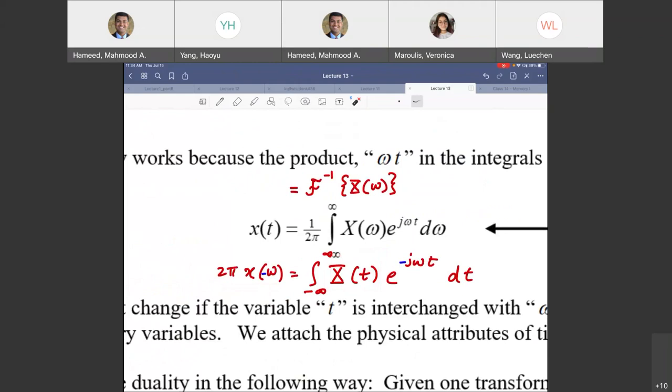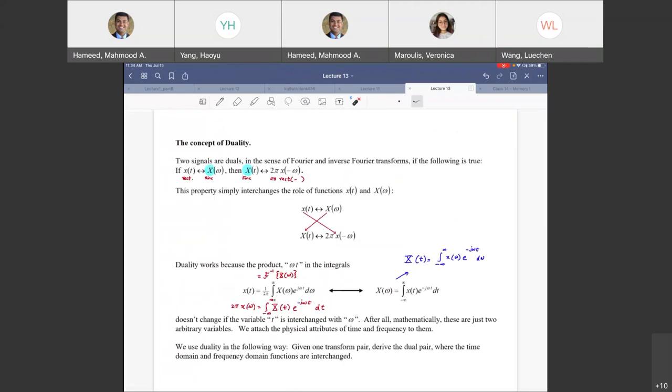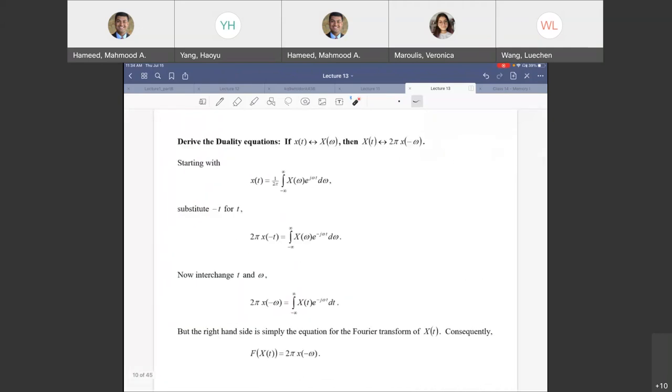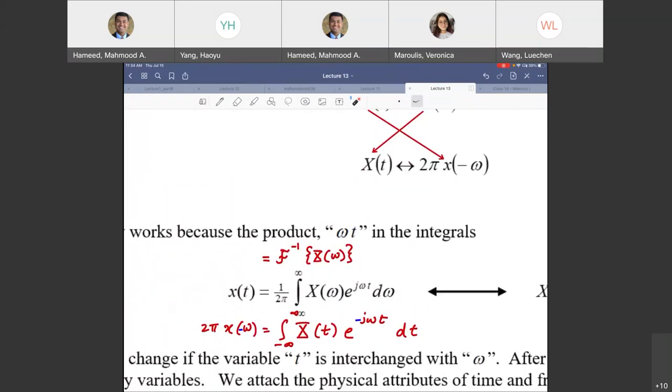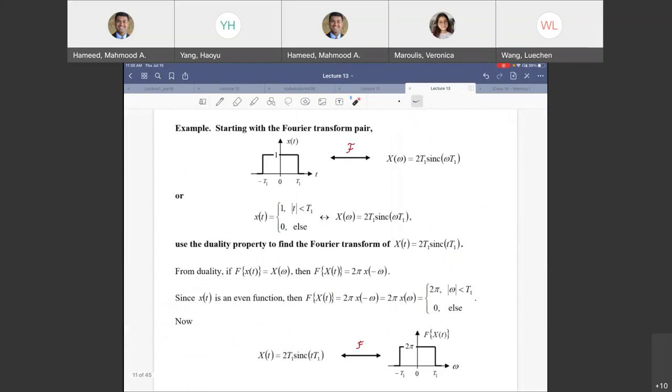Questions about why duality will work? Interchanging t and omega should not change anything mathematically, right? Those are variables, independent variables. All right, so let's derive the equations. Okay, we did this already. We started with this, we substituted omega, then we did the negative, we did all of this. Over here, that's how we went from here to here. Don't need to do that again. All right, let's do some examples.